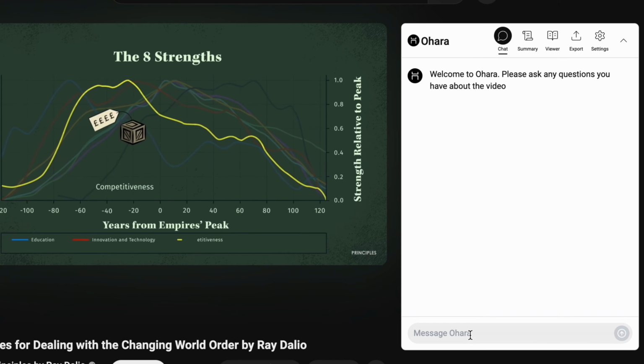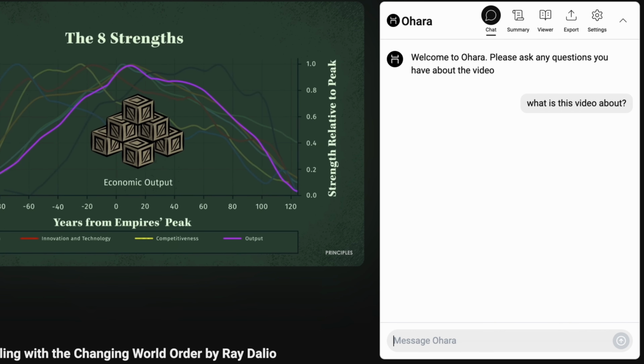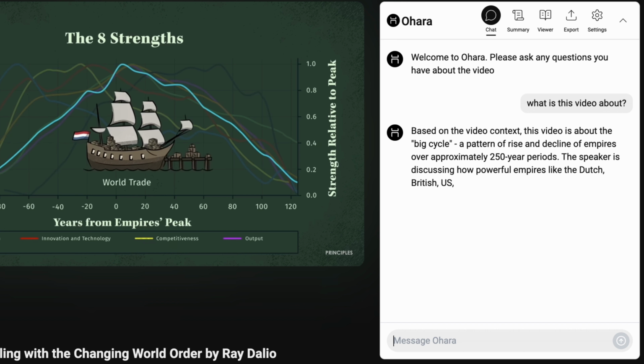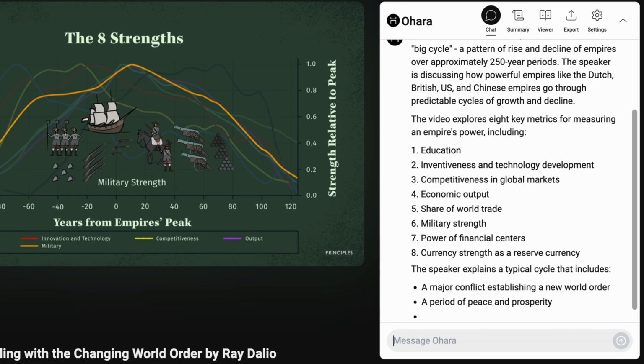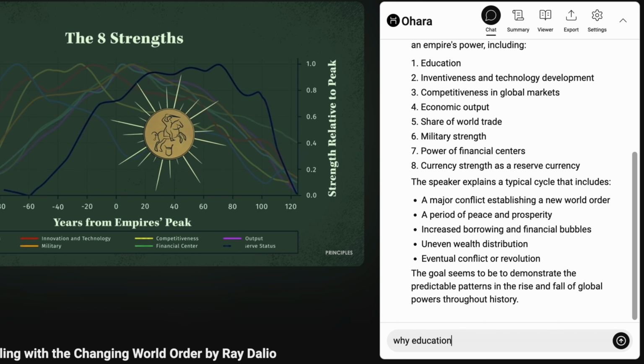Now let's explore one of Ohara's most powerful features, the ability to chat with YouTube videos in real time. When watching a video, simply click the Ohara icon to open the side panel. Here, you can ask any question about the video, and Ohara will provide instant, intelligent answers using AI.